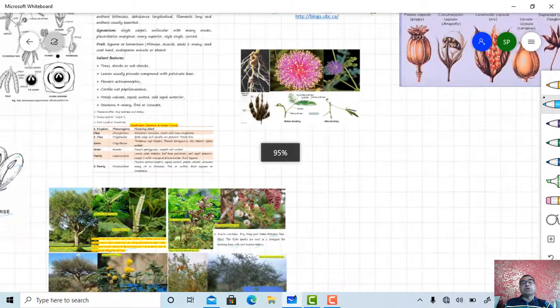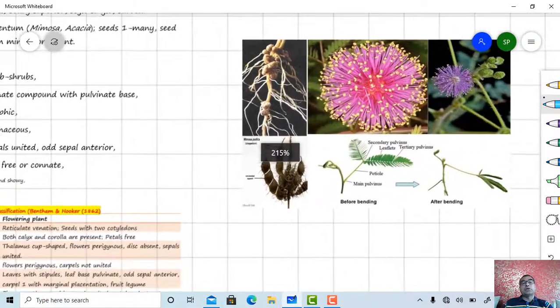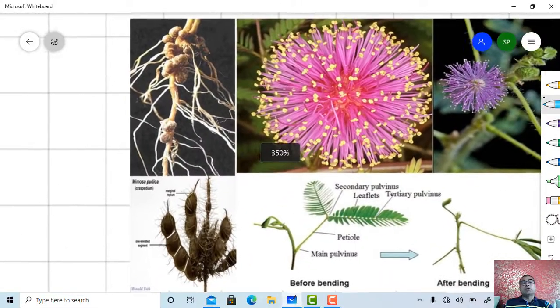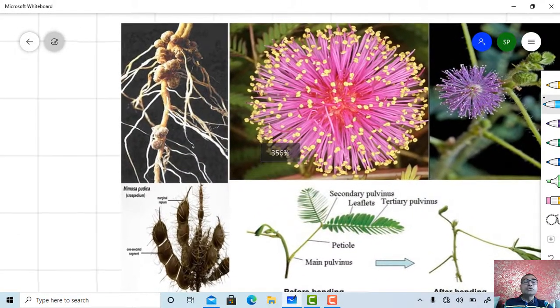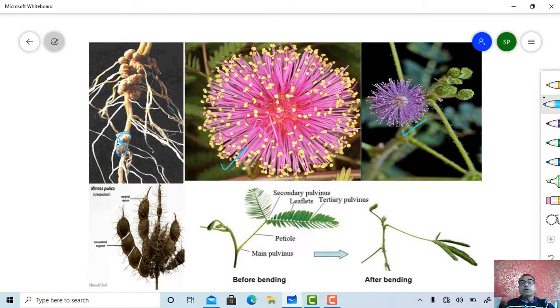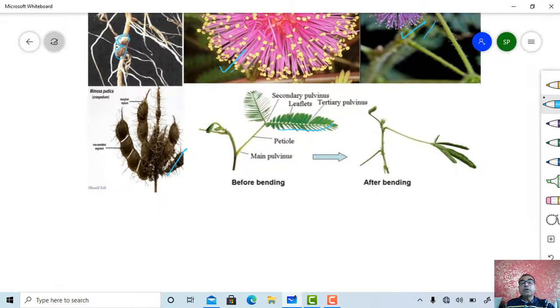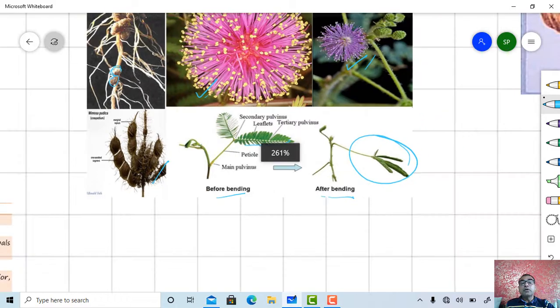Just see this one figure again. This one is showing the Mimosa pudica plant. These are the roots showing the nodules. Then this one is a flower. This is not a flower, this is an inflorescence. This one is a twig showing the inflorescence. These are the leaves, then pods, and as Mimosa pudica is a sensitive plant, this is before bending and after bending. So, the touch-me-not plant.